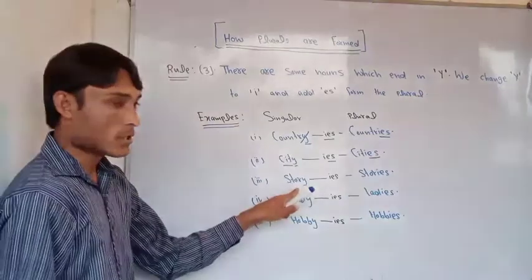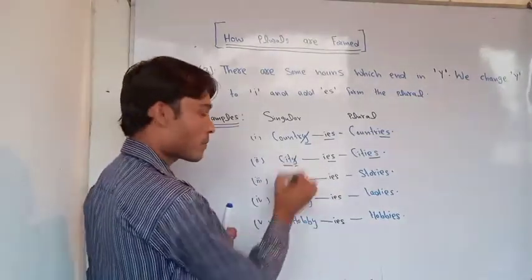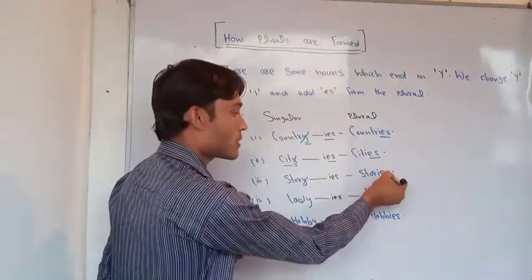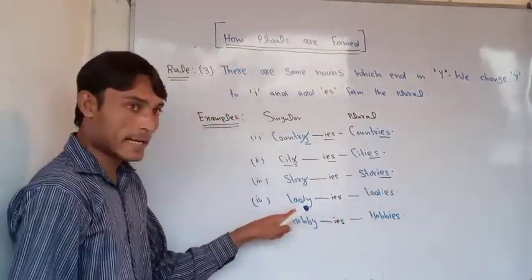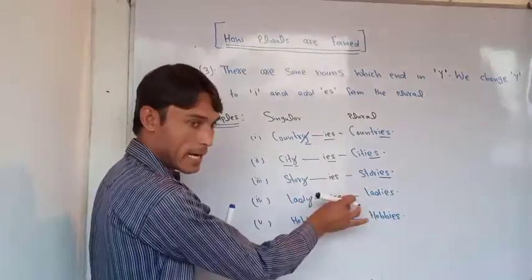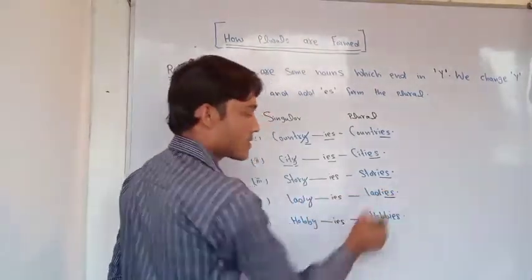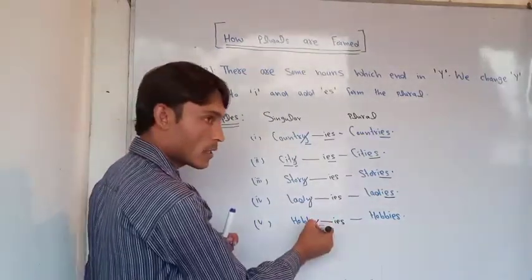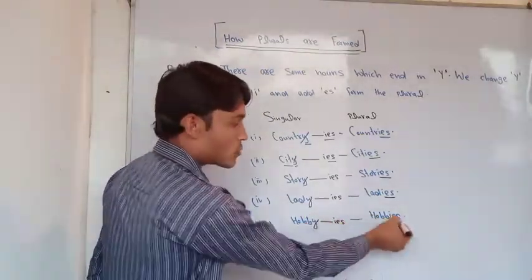Next we have story, so we remove y and we add ies and it converts to stories. Next we have lady, it ends in y, so we remove y, we add ies and here we say ladies. And next one is hobby, so we remove y and we add ies, so hobbies.